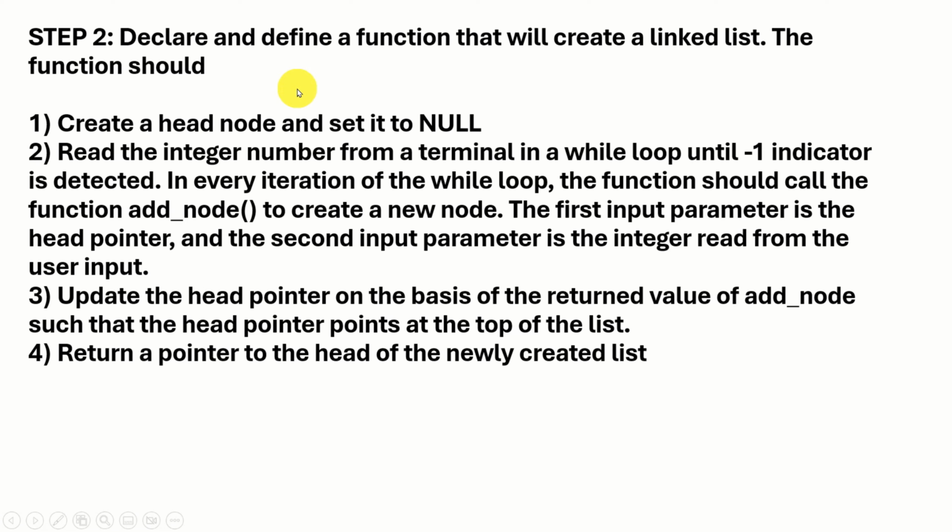In step number 2, we need to declare and define a function that will create a linked list. The function should, number 1, create a head node and set it to null. Number 2, read the integer number from a terminal in a while loop until the -1 indicator is detected. In every iteration of the while loop, the function should call the function add node to create a new node. The first input parameter is the head pointer, and the second input parameter is the integer read from the user input. Then, the function should update the head pointer on the basis of the returned value of the add node function such that the head pointer points at the top of the list. And number 4, the function should return a pointer to the head of the newly created list.